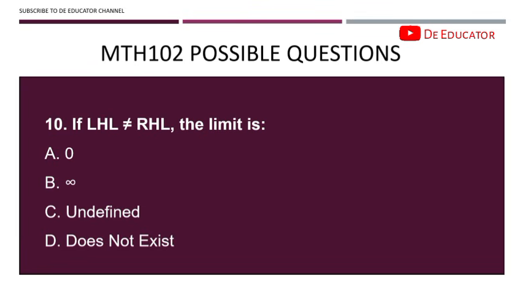Question 10. If the left hand limit is not equal to the right hand limit, it means that the limit does not exist. Remember, we established in the previous question that for a limit to exist, the left hand limit must be equal to the right hand limit. But if it is not equal, it means that the limit does not exist.